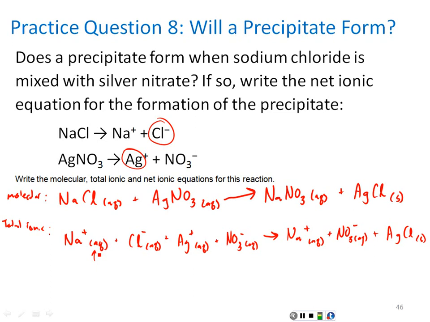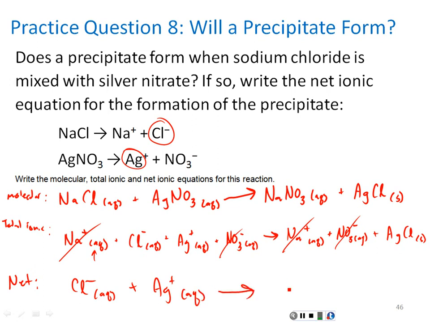Now we look for the spectator ions. Sodium is on both sides, and nitrate, both sides. So we can then take those away and write our net ionic equation, which would be Cl- aqueous plus Ag+ aqueous goes to AgCl solid.